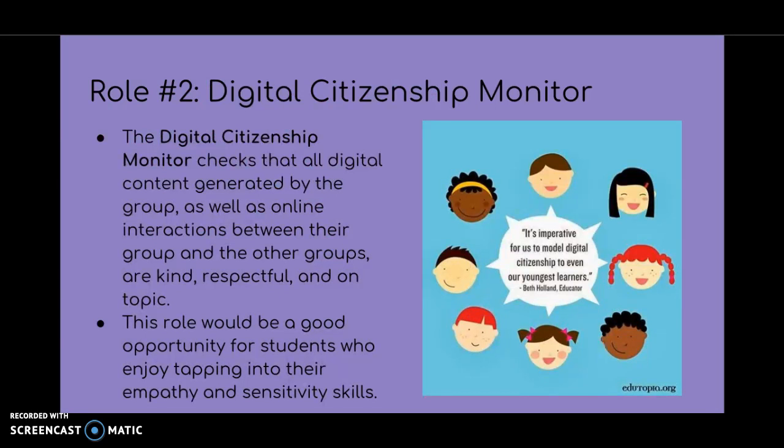Our second role is the Digital Citizenship Monitor. The Digital Citizenship Monitor checks that all digital content generated by the group, as well as online interactions between their group and the other groups, are kind, respectful, and on topic. This role would be a good opportunity for students who enjoy tapping into their empathy and sensitivity skills. Now remember students, empathy means being able to understand and share the feelings of another.